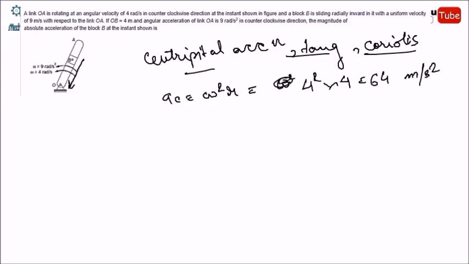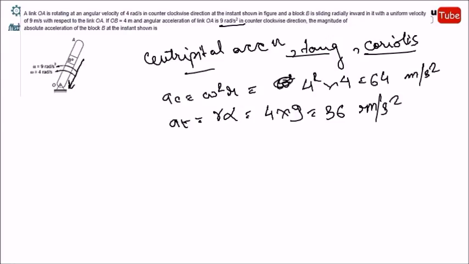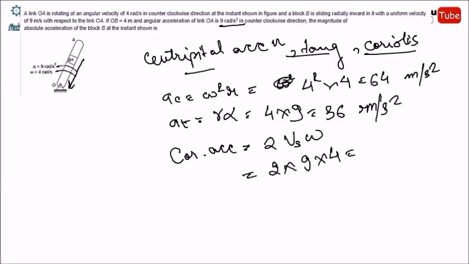Now the next one is the tangential acceleration. Tangential acceleration is r into alpha. R has been given as 4 and alpha has been given as 9, so this becomes 36 meters per second square. And the Coriolis acceleration is equal to 2 into V sliding into omega. The sliding velocity has been given as 9 and omega as 4, so this is 72 meters per second square.